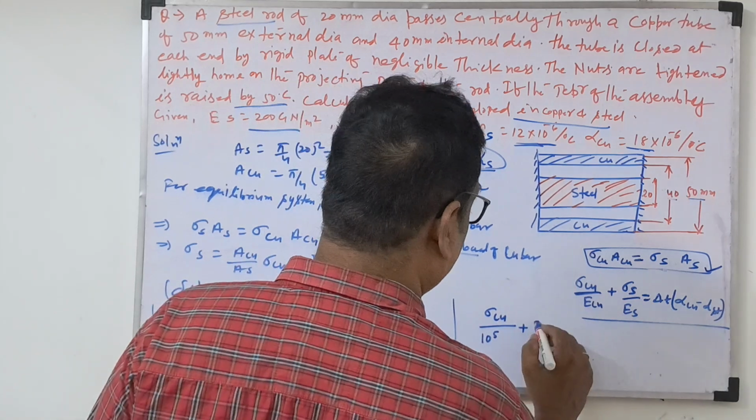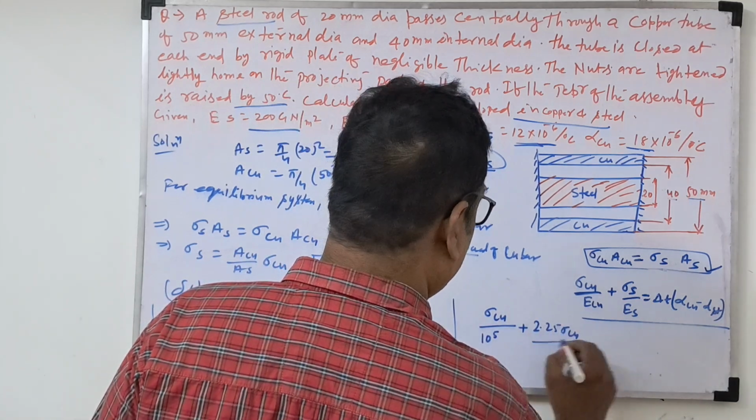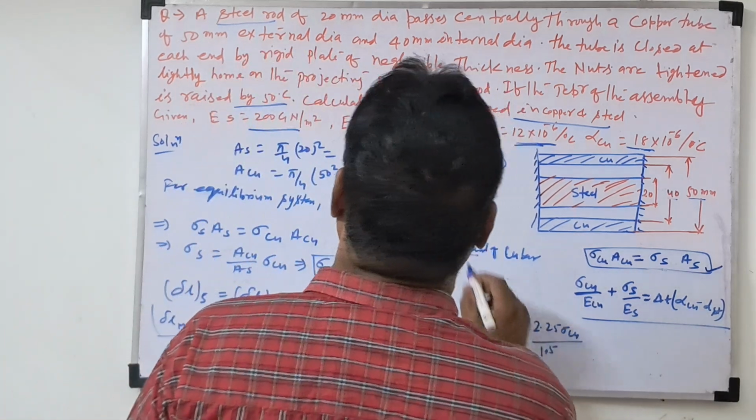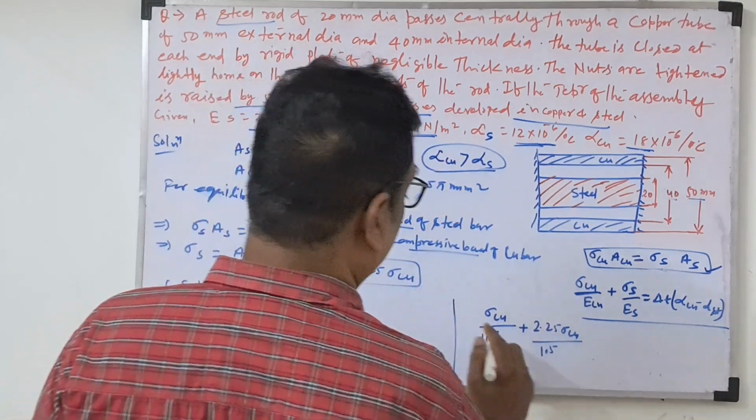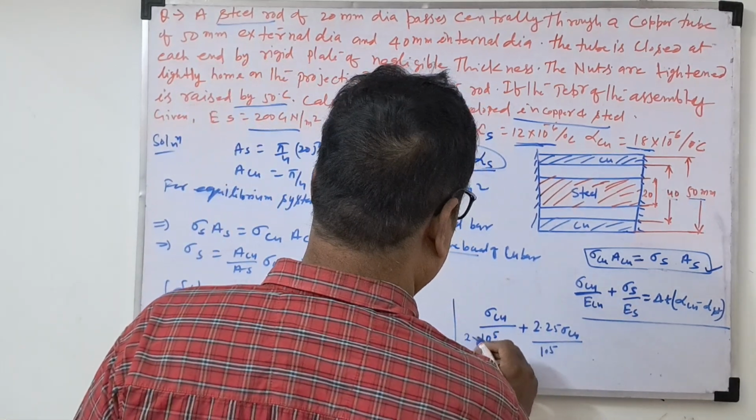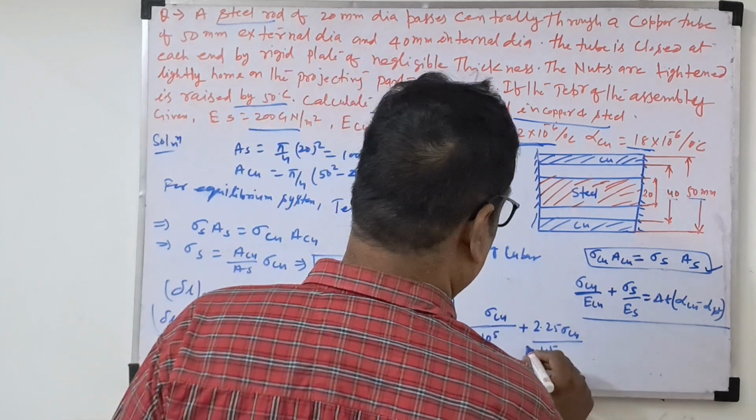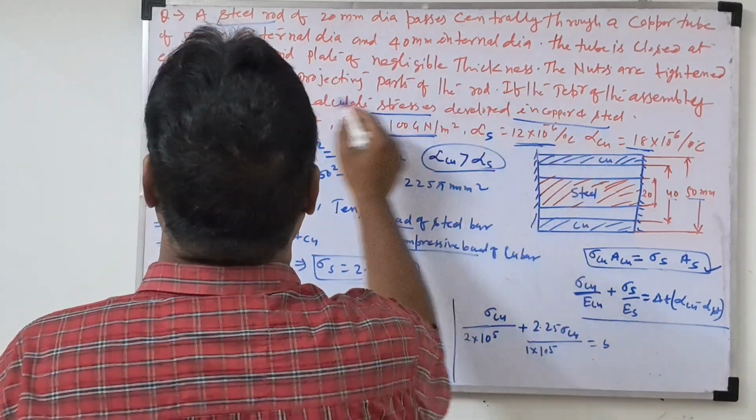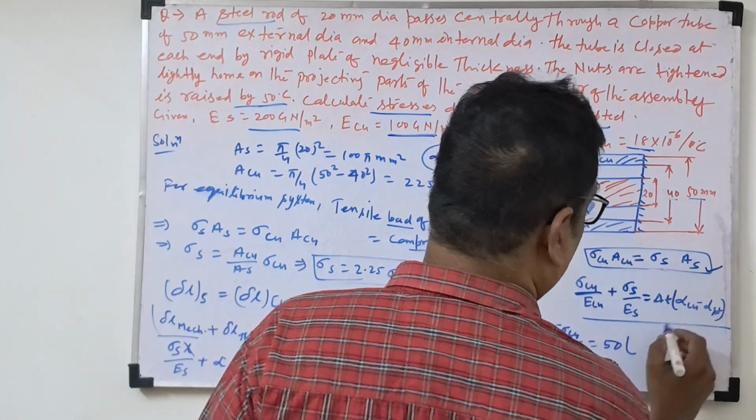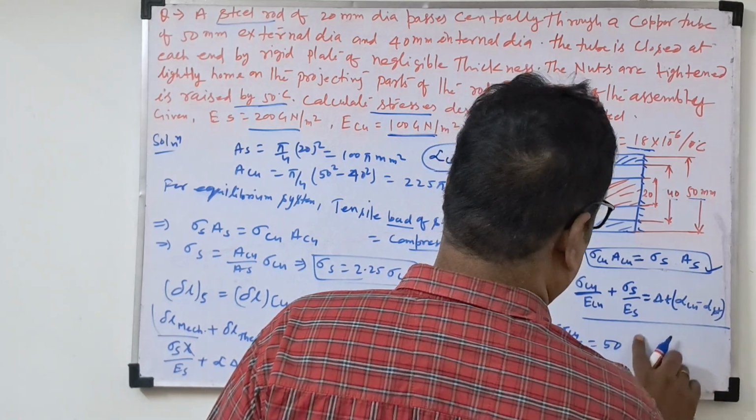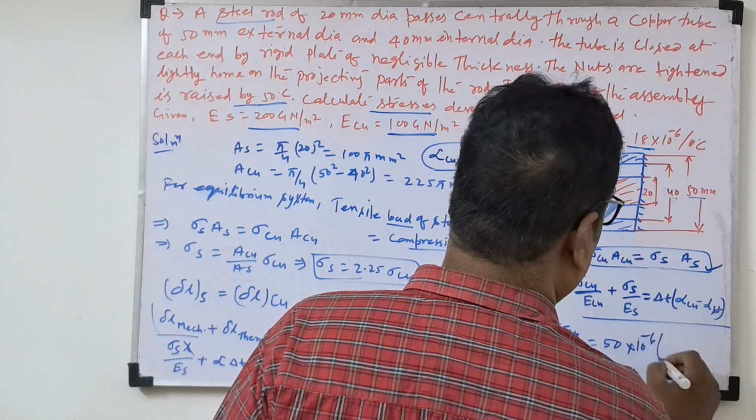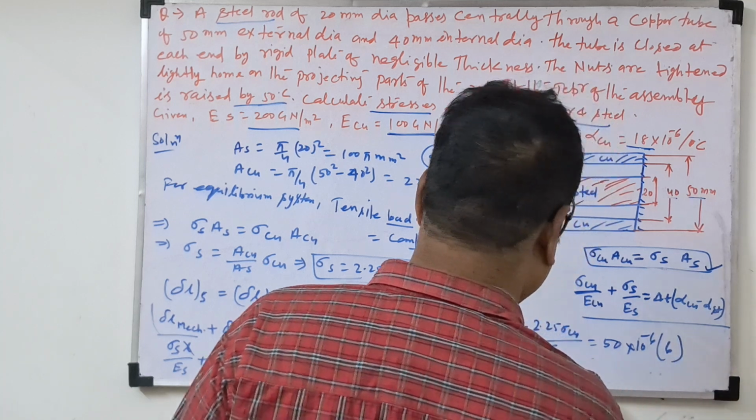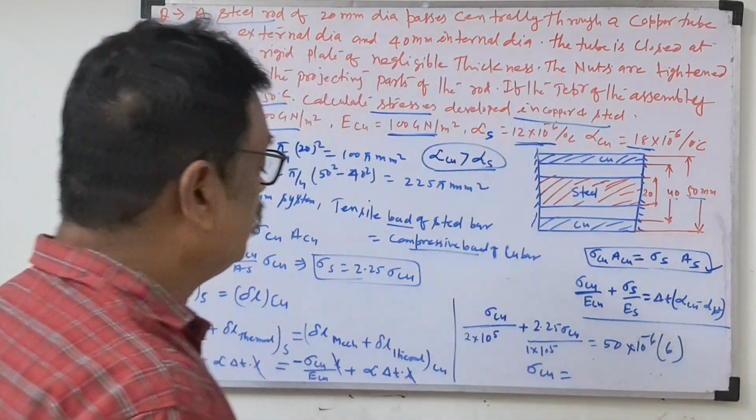So 2.25 sigma Cu by 10 power 5. 10 to the power 5 is there, no? This is 2 into 10 power 5 for copper and 1 into 10 power 5 equal to delta T. They gave how much? 50 degree rise, 50, and alpha Cu. You take 10 power 6 common here, then what will we write? 18 minus 12, 6. If we solve this, sigma Cu will come.